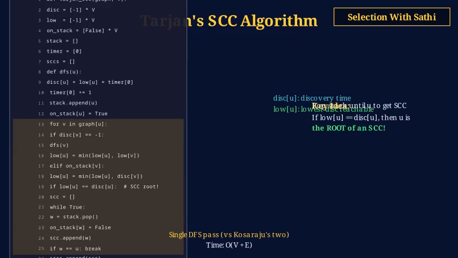Line 15, the key condition. If disc of U equals low of U, U is the root of an SCC. Pop everything from the stack down to U, that is the SCC. This is more efficient than Kosaraju because it uses only 1 DFS pass.